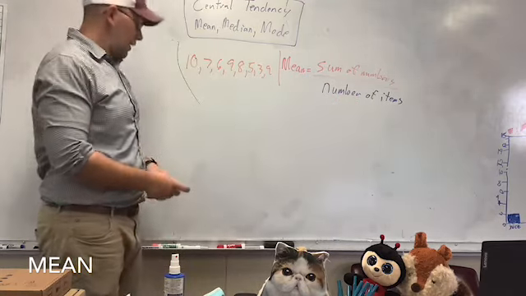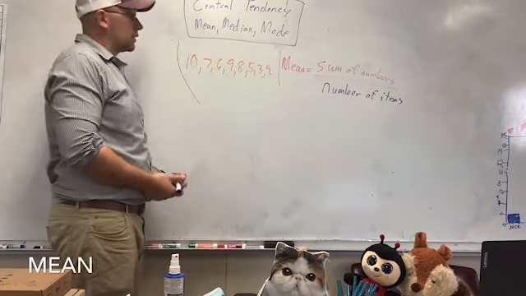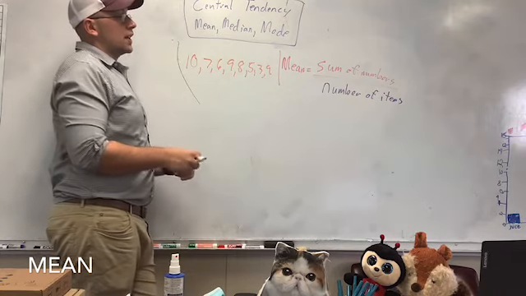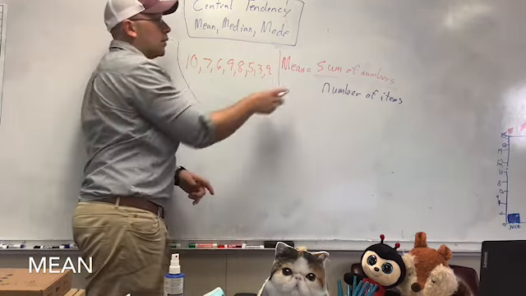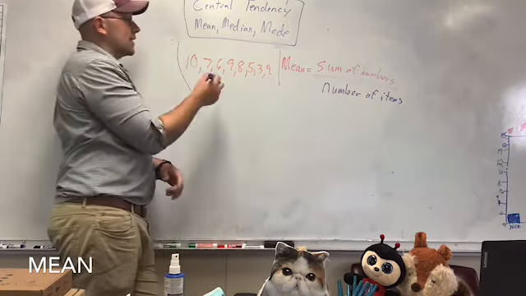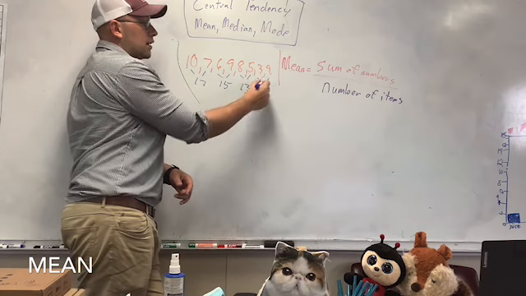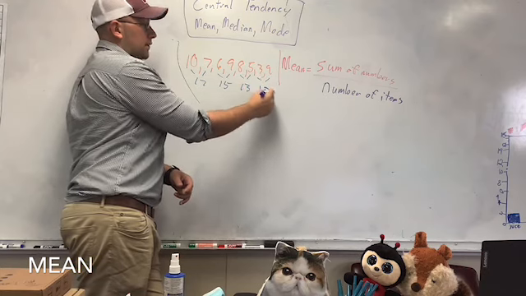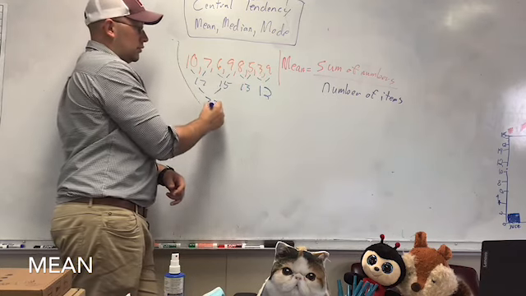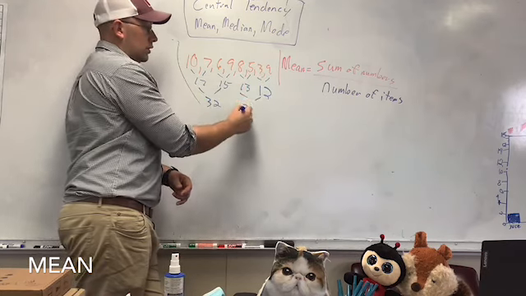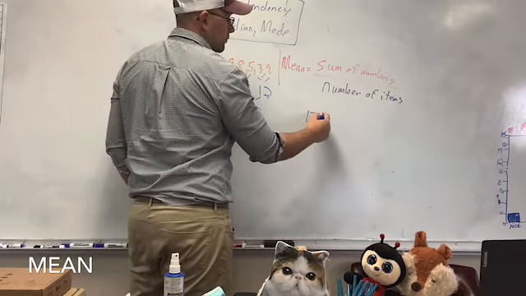So here, I have a list of numbers. The first thing I need to know is, what is the sum of all of these? So I just add them all up. If you have a calculator, you can use that. And I get 57 is the sum of all of my numbers.